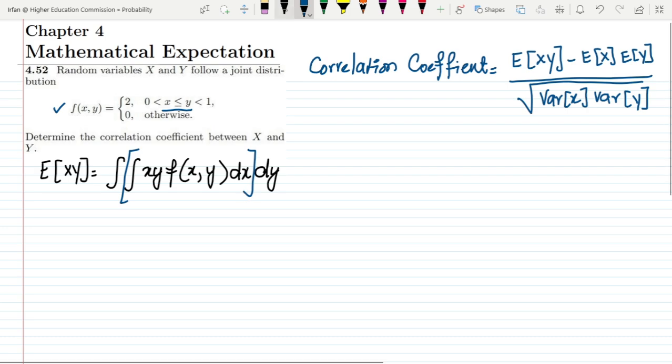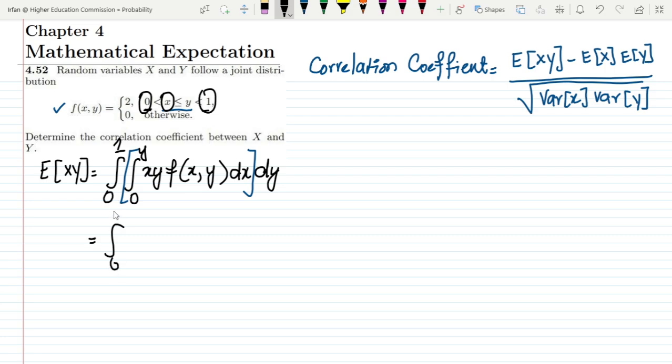This is for x, and the range for x is from 0 to y. So the lower limit here is 0, the upper limit is y. Similarly for y, what are the ranges? We can see that these are from 0 to 1, because these are basically the higher ranges, and within this limit the overall joint distribution function lies. So the outer integral is within the higher limits. It would be 0 to 1.